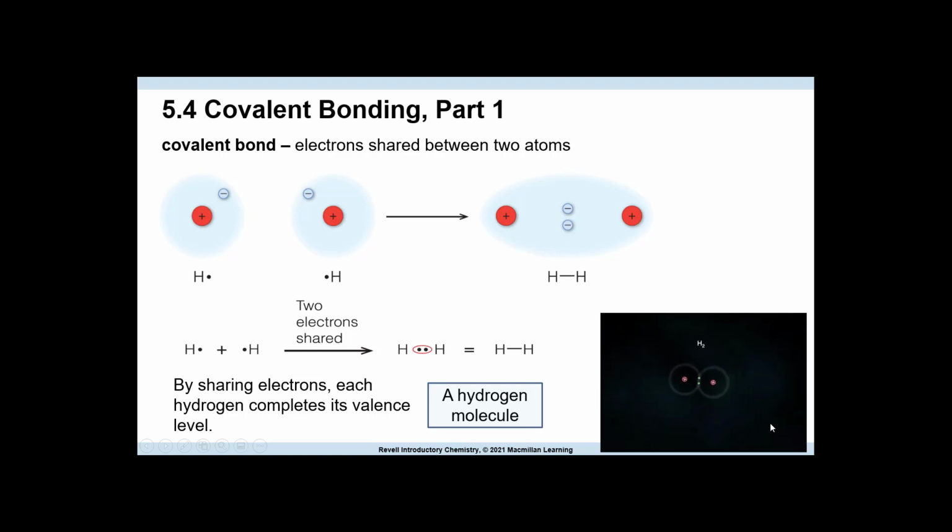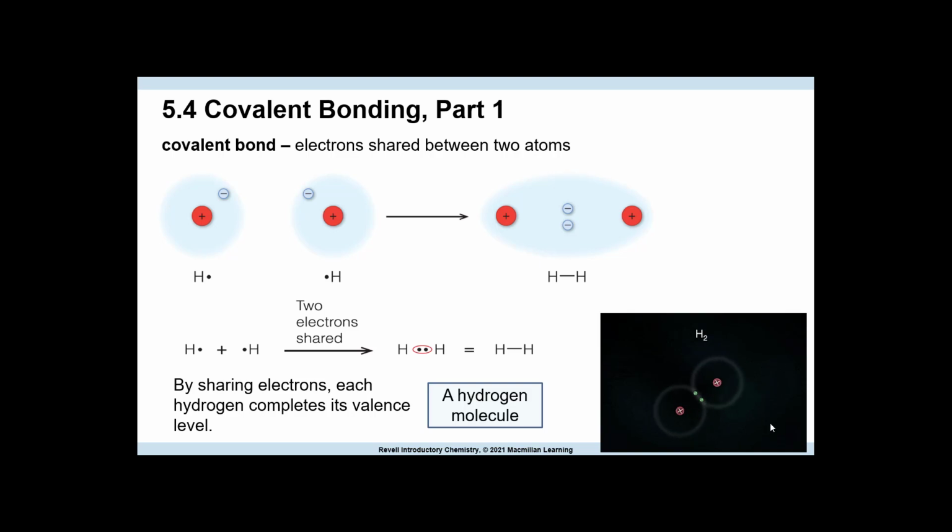Hi class, we are now looking at section 5.4, covalent bonding. Covalent bonding is when non-metal atoms combine. In covalent bonding, two electrons are shared between two atoms.